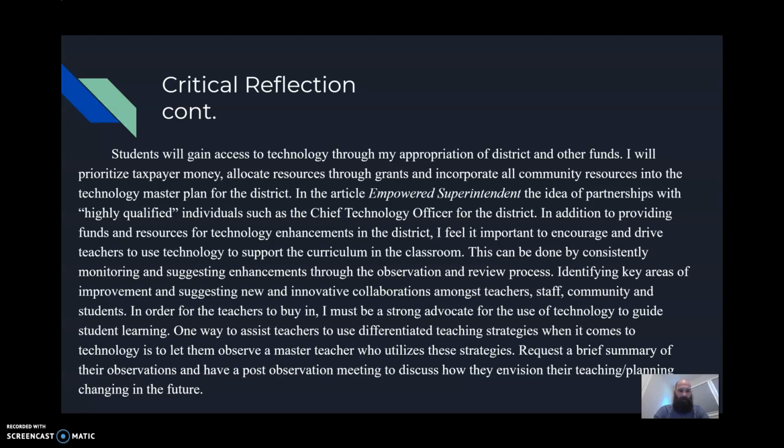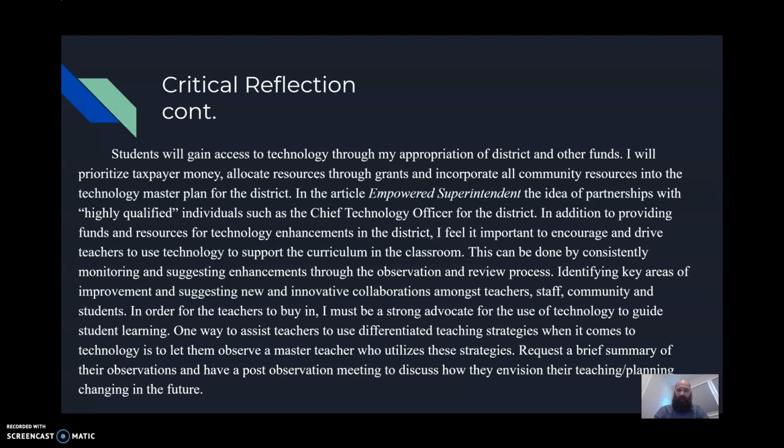As I think further on, the access to technology for students is going to be important for me in my district. Finding grants and incorporating every bit of community resource I can, whether it's local or state or even federal, to help me integrate a technology master plan.